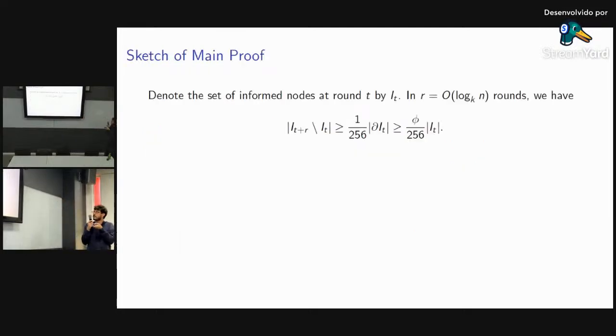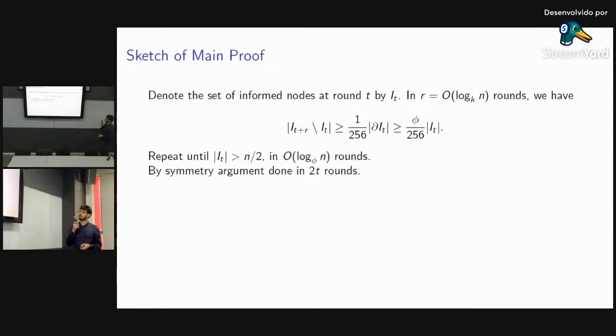So how does the proof work? I'll just tell you the intuition. It's somehow intuitively simple. We just exploit this notion of expansion, right? So we start from the set of informed nodes, the nodes that have the piece of information at some time t, and we look at how many nodes are informed after, let's say, r rounds, where r is a function of k, so log n over log k. And in particular, we can prove that this is, with high probability, a constant fraction of the boundary. And by expansion, we know that the boundary is at least phi times the set. So this is not the proof, just the idea behind the proof, okay? And basically, if we keep iterating this idea for log n over log phi times, we get the final result, okay?